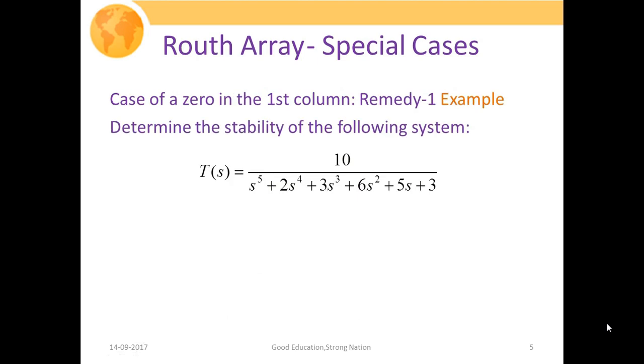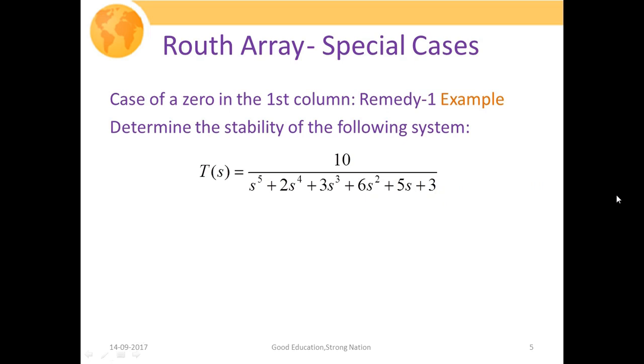So let us understand this particular rule with another example. This is actually a good question which has been, I think, asked in GATE examination too. So we'll try to solve this problem. Determine the stability of the following system whose transfer function is given to us as 10 by s to the power 5 plus 2s^4 plus 3s^3 plus 6s^2 plus 5s plus 3.